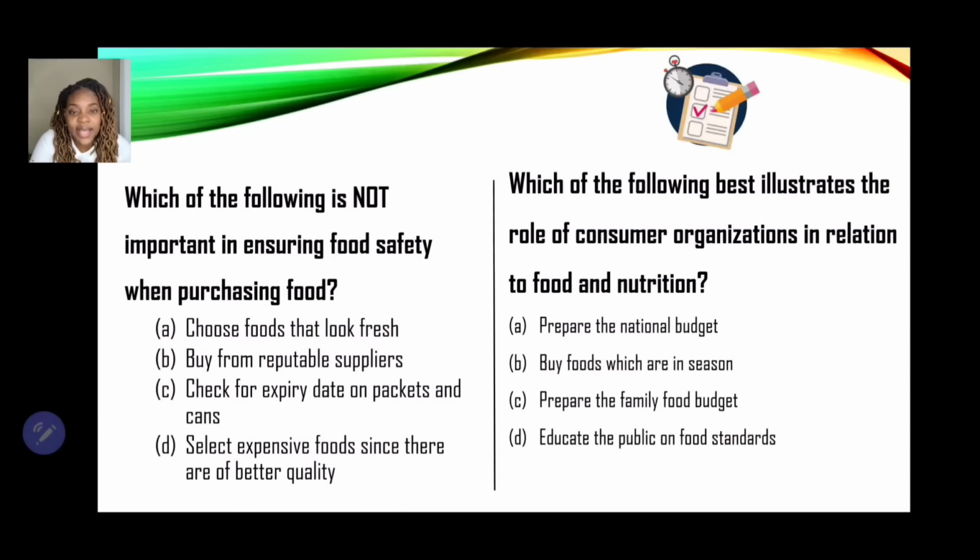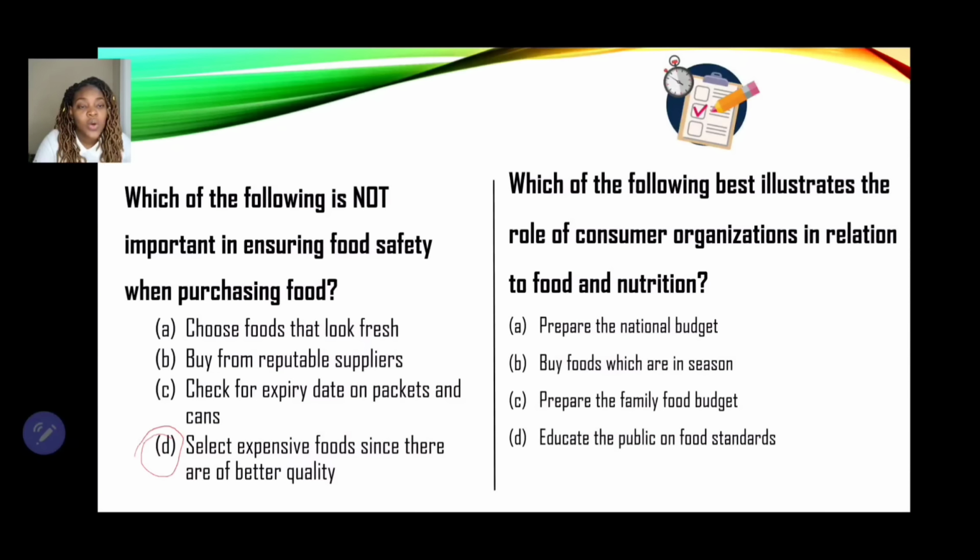Let us see what D has. Select expensive foods since they are of better quality. Now your answer here is D, right? So it's not necessarily that we must select expensive food, but we must also look for freshness. We also should buy from reputable suppliers and also check the expiry dates. Good. So the answer there is D.